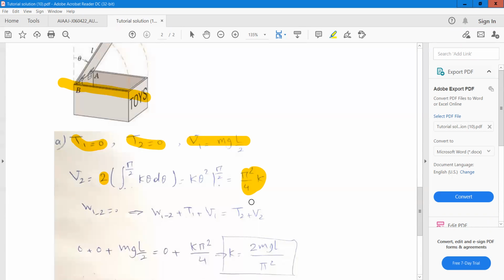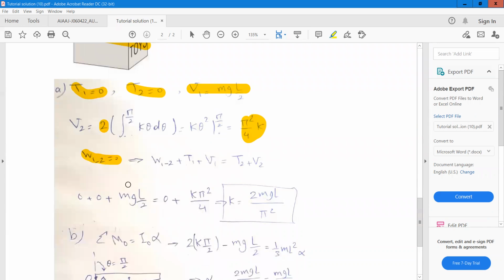Now we can substitute this value into the energy and work equation, because the work done by the external forces is 0 because there are no external forces. We only have the force exerted by these springs and also the weight, which both of them are considered in the potential energy. So if you substitute here, this term is 0, T1 is 0, and T2 again is 0. So we only have V1 and V2, the potential energy in the initial and final positions.